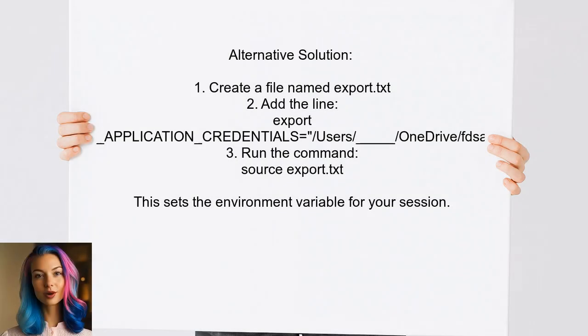An alternative solution provided by another user suggests that instead of modifying your .bash_profile, you can create a text file named export.txt. In this file, include the export command with your JSON file path. Before running your Java code, simply execute the command source export.txt in the terminal.